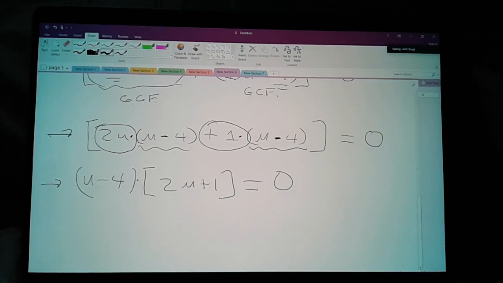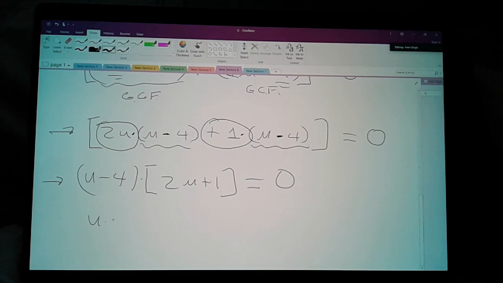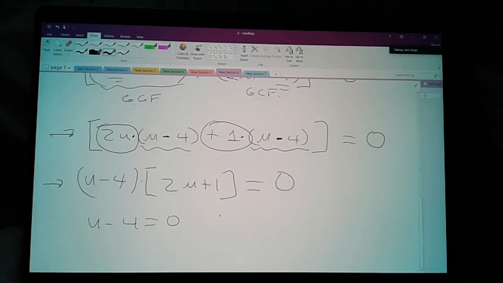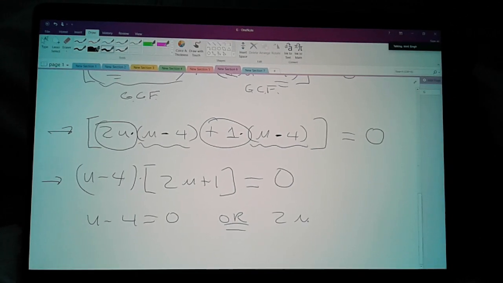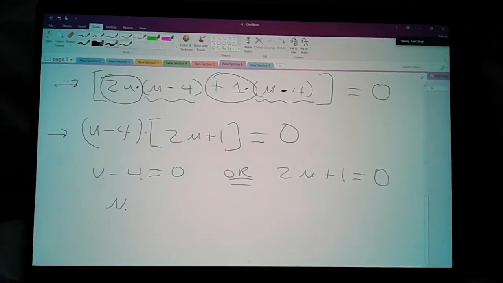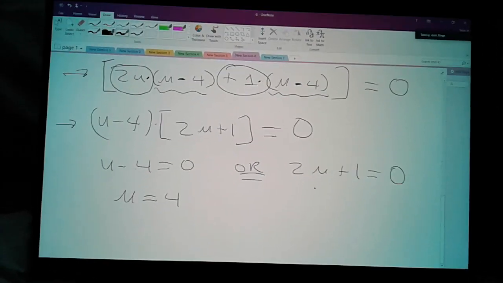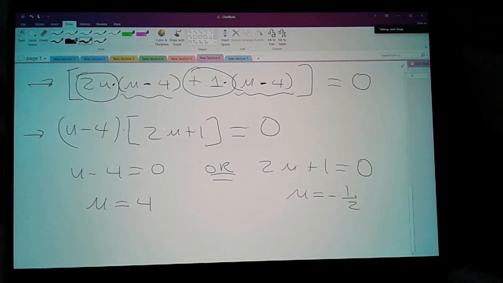Okay, well, so these are multiplied together, so I can use my zero factor property and tell myself that either u minus 4 is equal to 0 or this guy over here is equal to 0. So if I do that, this is going to give me u is equal to 4 for this one. This will give me u is equal to negative 1/2 for that one.